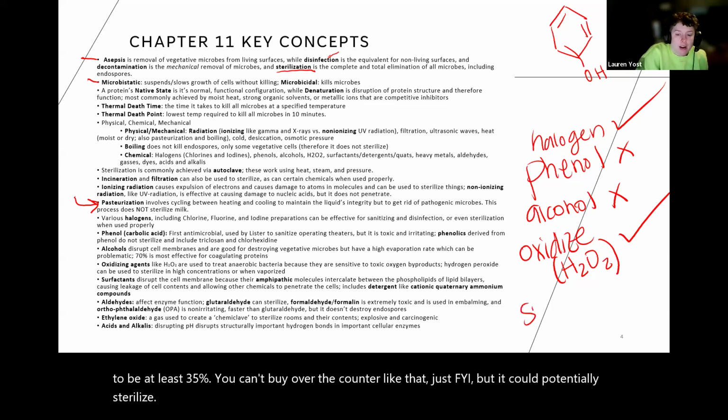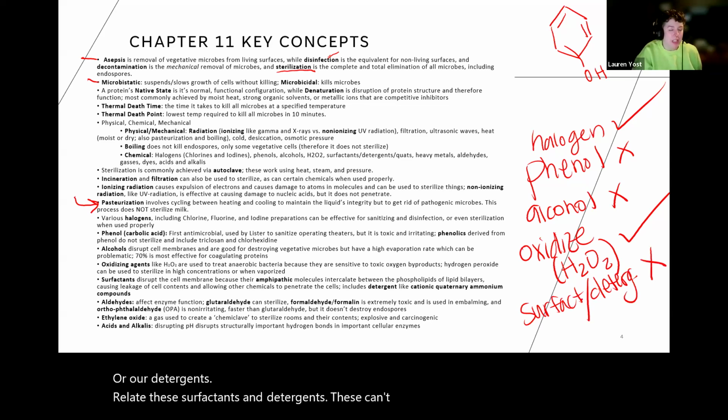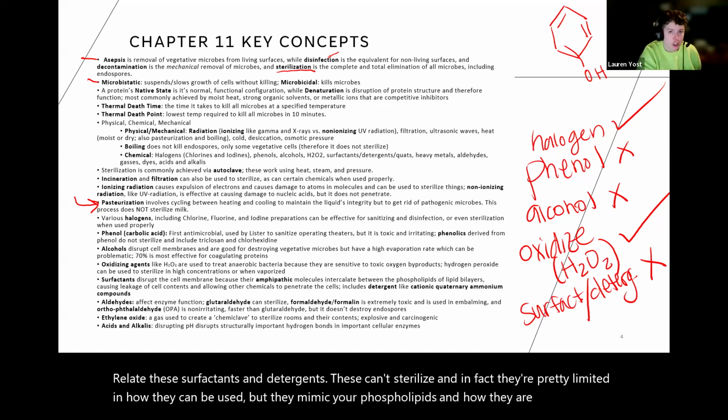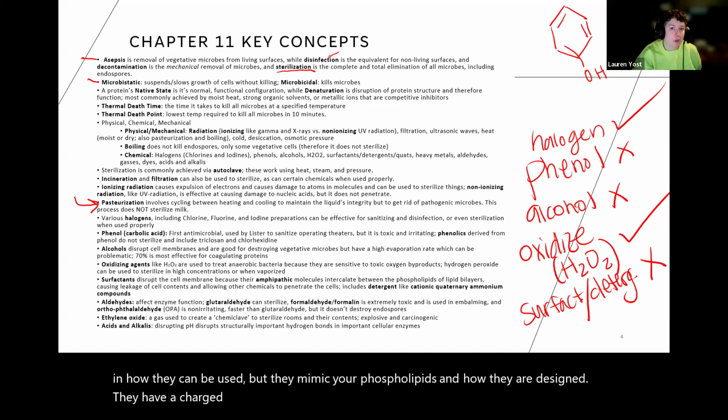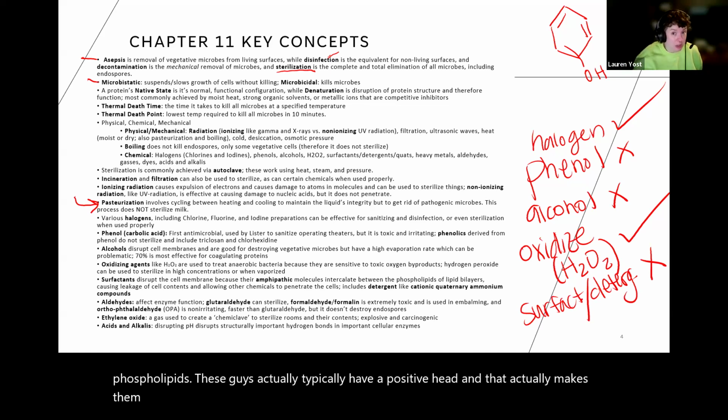All right, then we have our surfactants or our detergents. Abbreviate these, surfactants and detergents. These can't sterilize, and in fact, they're pretty limited in how they can be used, but they mimic your phospholipids in how they are designed. They have a charged head and a long hydrophobic tail, and so they squeeze in between your phospholipids. These guys actually typically have a positive head, and that actually makes them more likely to be able to squeeze in between your membrane lipids.